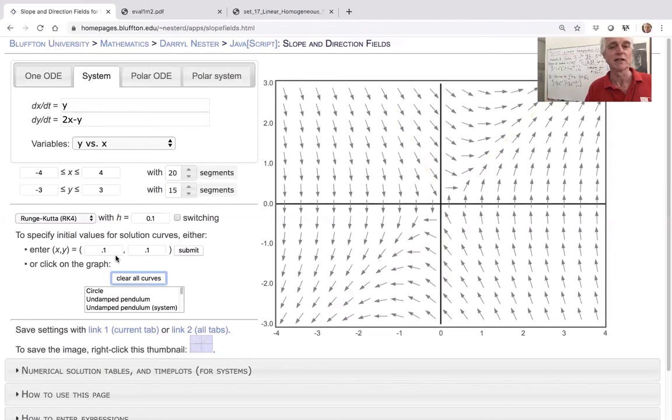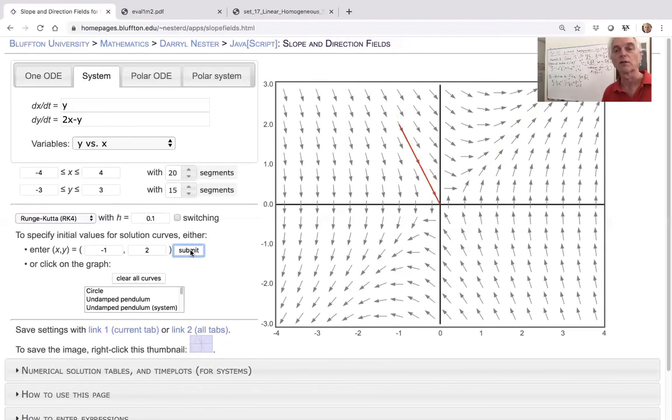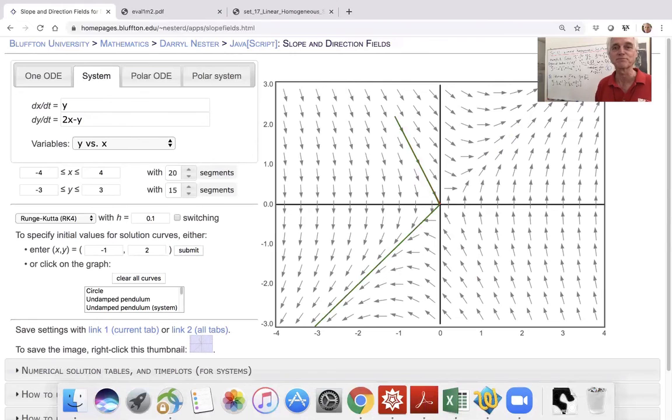I clear that. The vector is 1, minus 2. So if I start at minus 1, plus 2, that corresponds to C2 equals negative 1. If I start at that point, again, I go approaching the origin as t goes to infinity. If I start really close to that, oh, it almost goes to the origin, but then it goes zooming out.